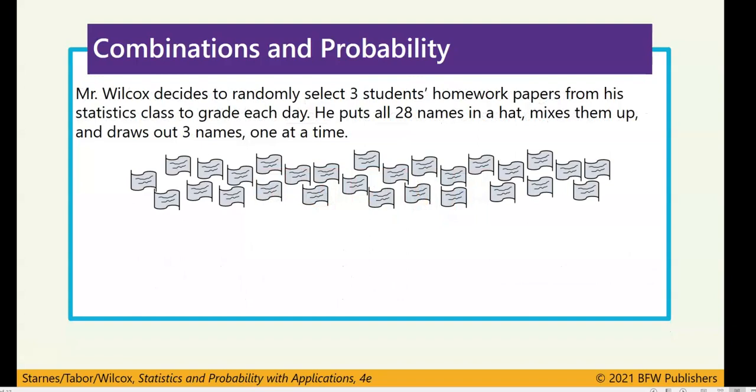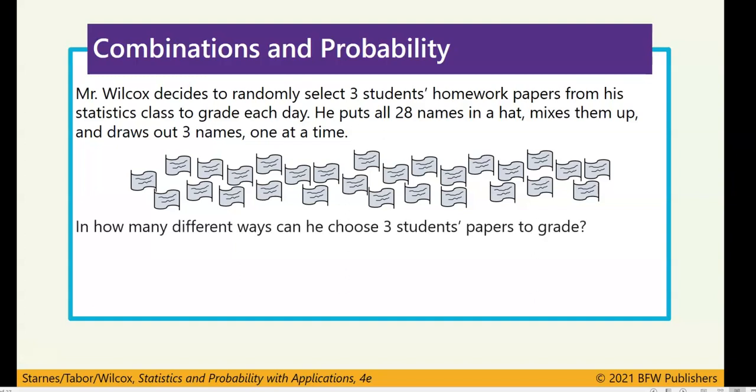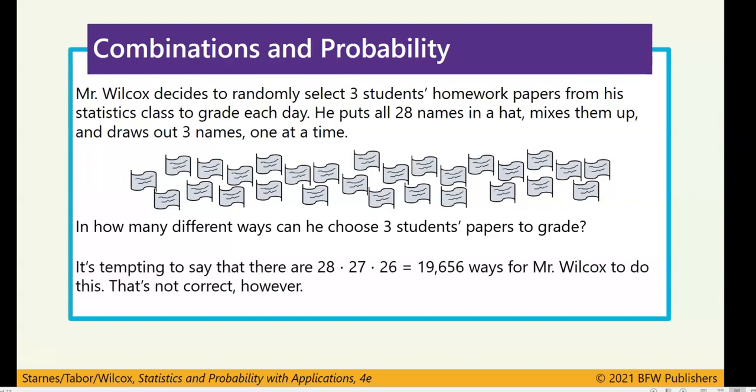For example, say Mr. Wilcox decides to randomly select 3 students' homework papers to grade each day. Puts 28 names in a hat, mixes them up, draws 3. How many different ways can he choose 3 students' papers to grade? It's tempting to use the slot method, right? 28 times 27 times 26, 19,000 ways.